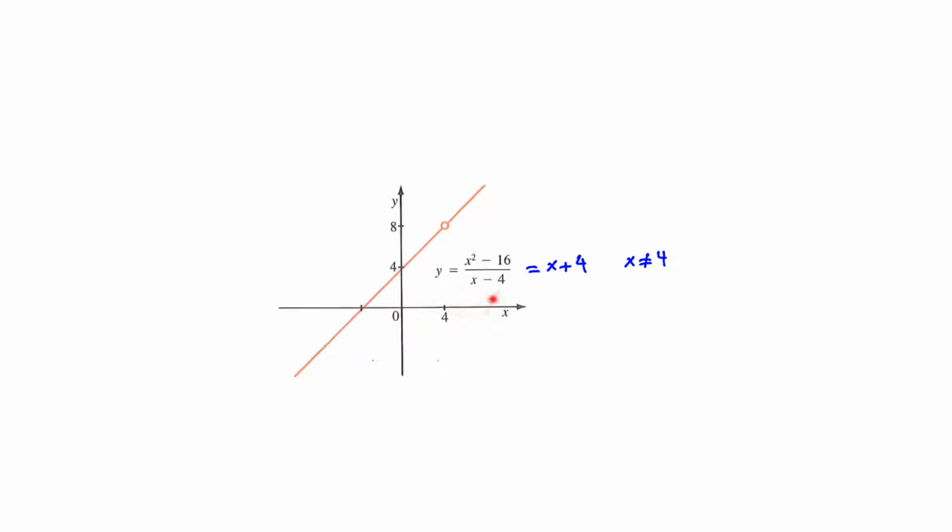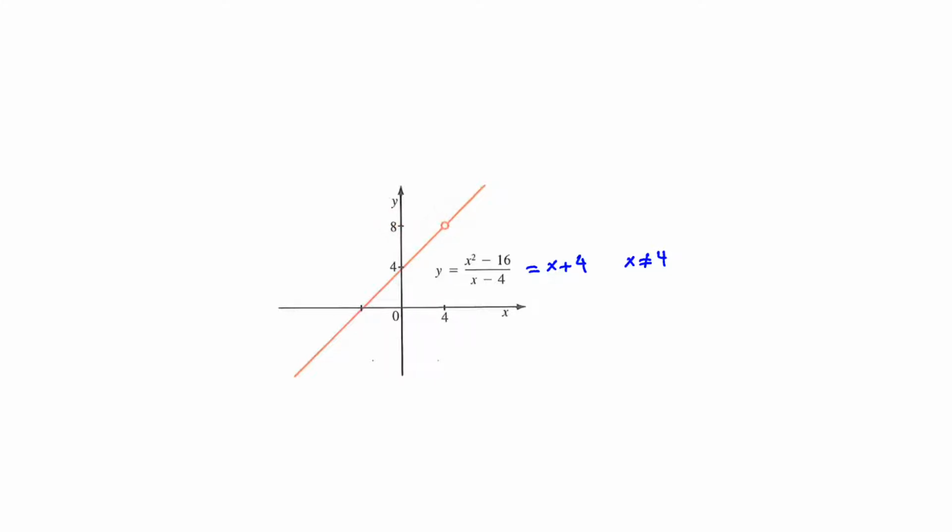x cannot be 4. In other words, if you consider f of x equals x squared minus 16 over x minus 4 and g of x equals x plus 4, when x is not 4, they are equal. That's why the graph of the function is a straight line with a hole at x equals 4. When x is getting close to 4 from either side, f of x is getting close to 8.